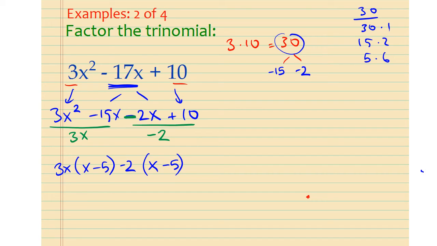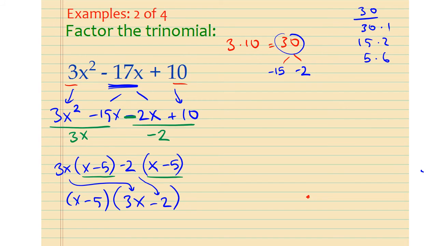Now, we are going to factor out the common binomial, which is x minus 5. We will have 3x coming from the first one and negative 2 coming from the second one, and we have found our solution. Here's my quick check step.